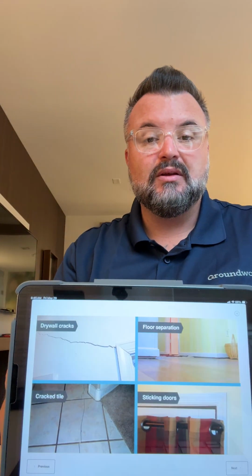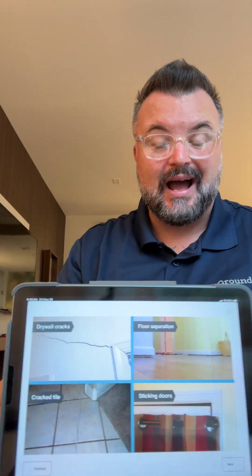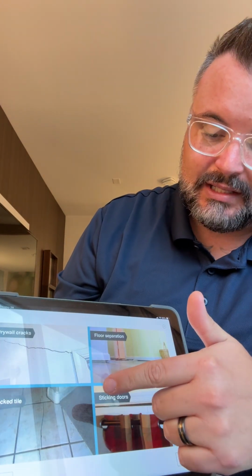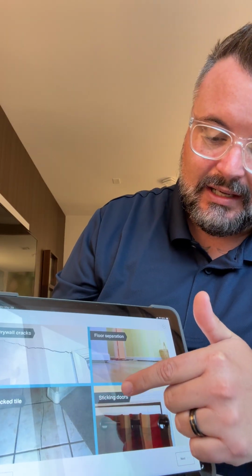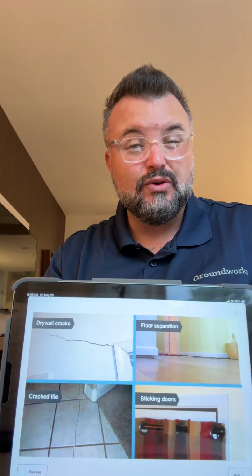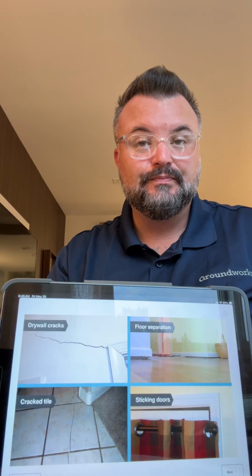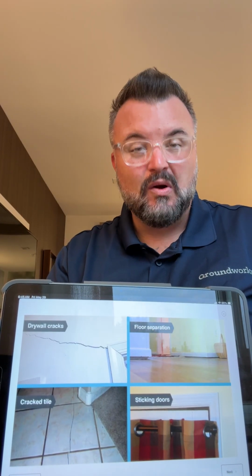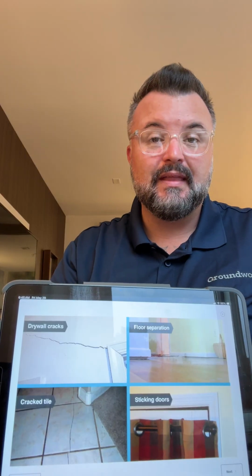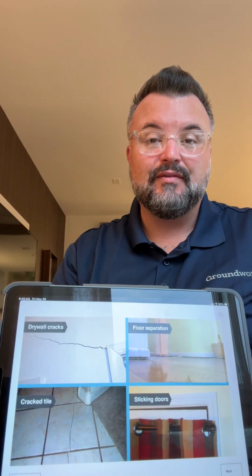These are some symptoms that you might notice in your home when this starts to happen. Drywall cracks, floor separation, cracked tile, and a sticking doorway. So do you have a few doors or maybe windows in your home that are not currently operational? Okay, yeah, one or two. Well, that makes sense if the floor framing system is not properly aligned.